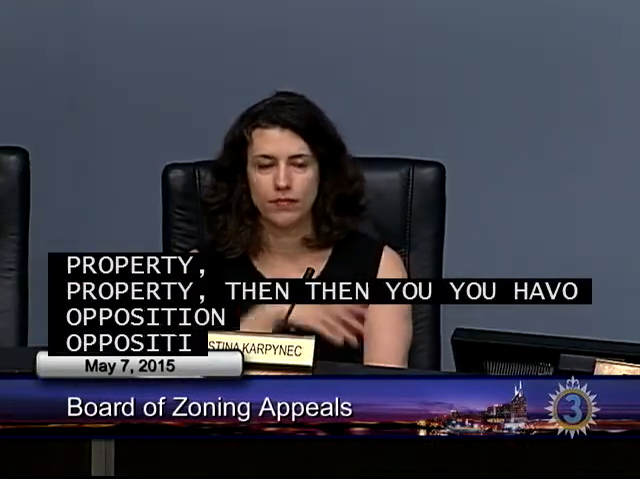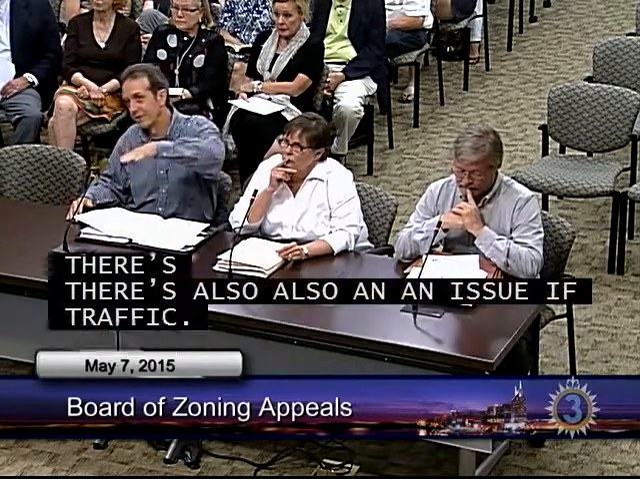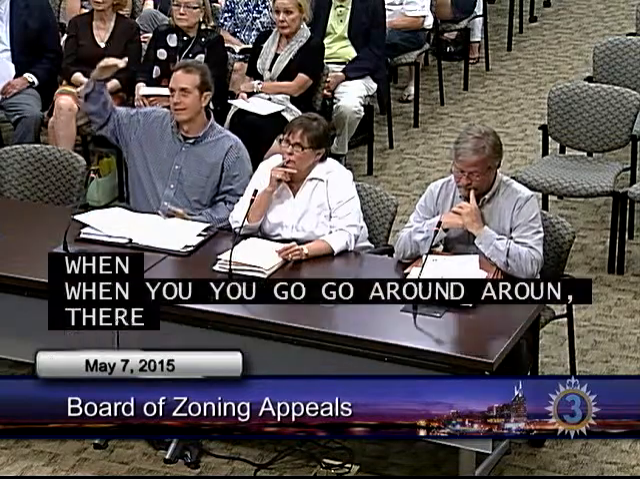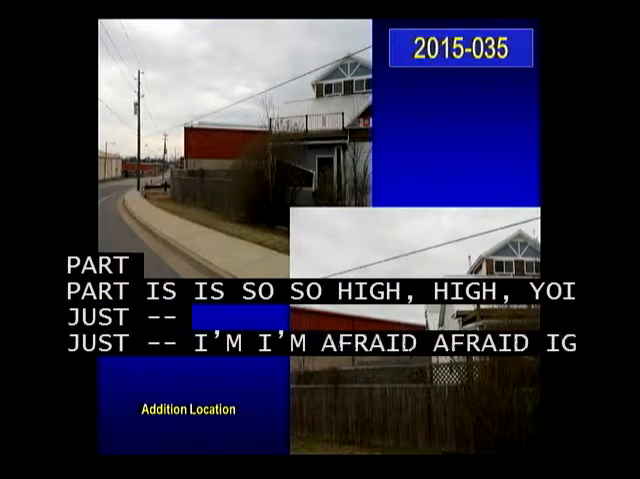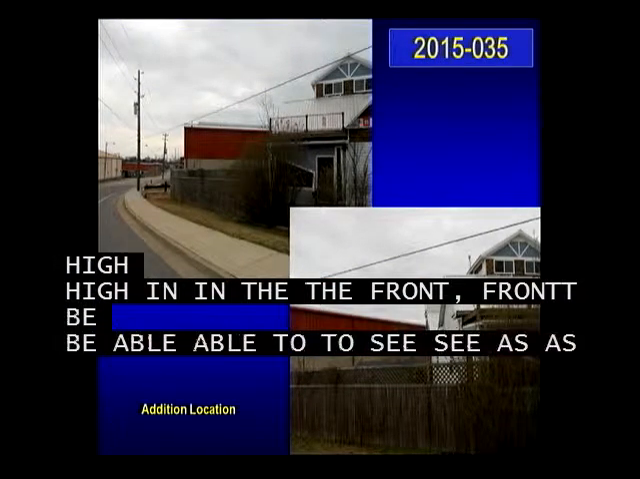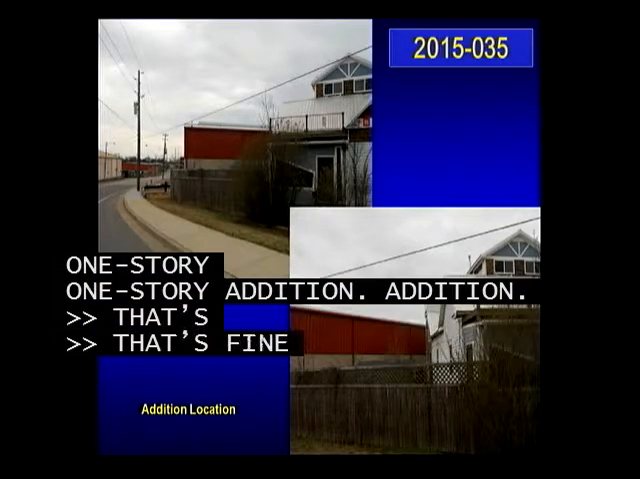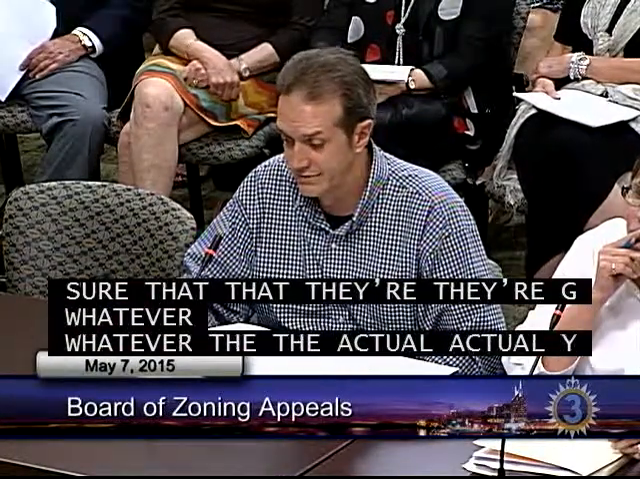Well, the only opposition I have is if they're not following the laws of the setback line, and again, they've never gotten a survey. There's also an issue of traffic. As long as it's not a really high structure, as you can see when you go around that curve, the house part is so high, I'm afraid if it gets really high out in the front there, we wouldn't be able to see as we're pulling out of the building. So they testified it was a one-story addition. That's fine. If it's small enough, if it's not in the way, then we just want to make sure that they're following whatever the actual laws say that they should, and that's why I just asked that they get a survey.